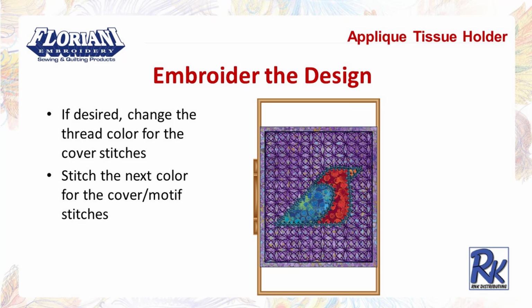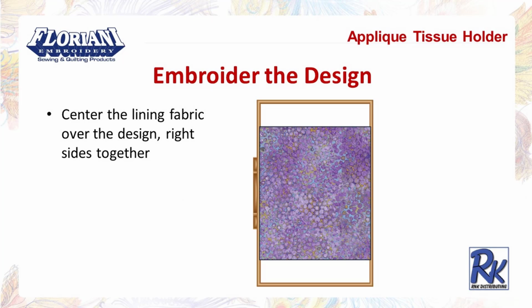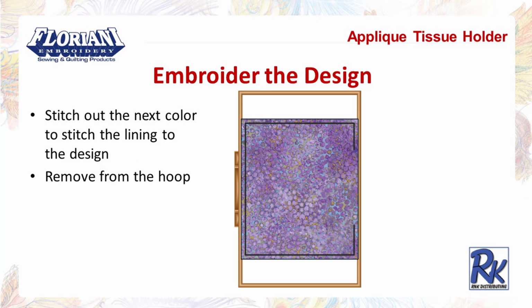Once again, you may want to change the thread color because now we're going to stitch the cover stitches that go around the edge of the applique pieces of the bird. Go ahead and start up that next color to stitch those stitches. Next you'll want to center the lining fabric over the design with the right sides together. So the right side of the fabric is going to be down facing the design that's already in the hoop.